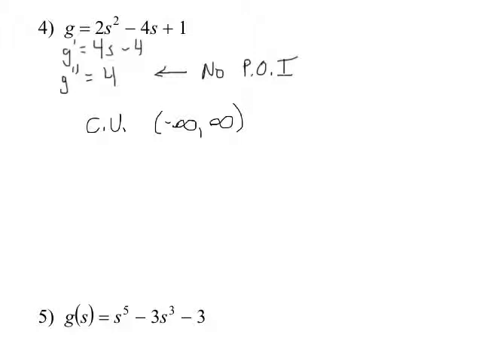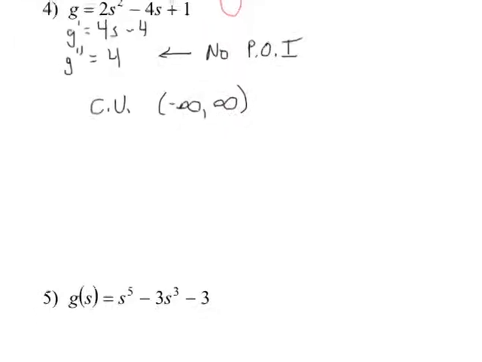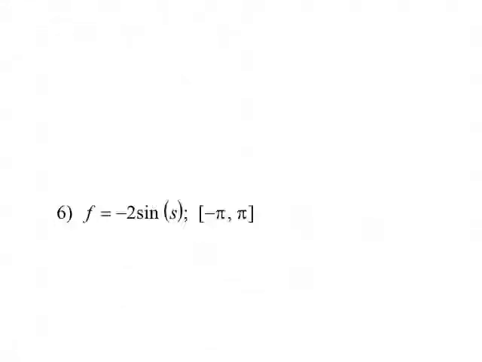And that kind of jives with our understanding of quadratics. A positive leading coefficient of a quadratic tells us that the function is going to look something like a parabola that opens upwards, and that's concave up everywhere. All right, let's move to problem number 6.